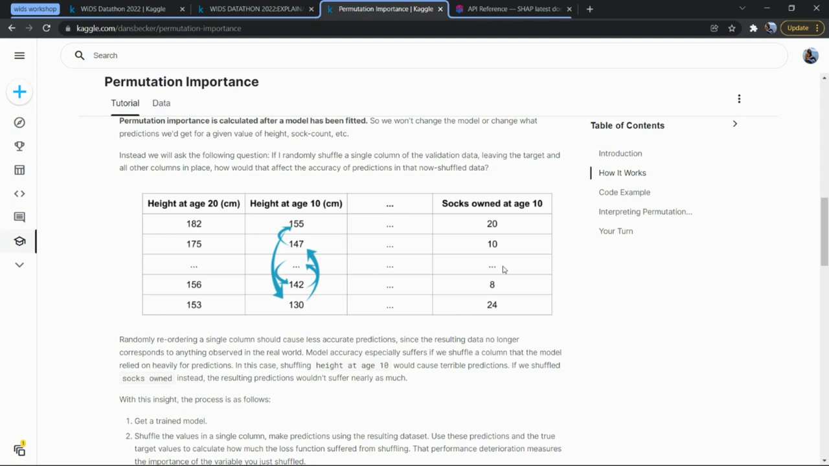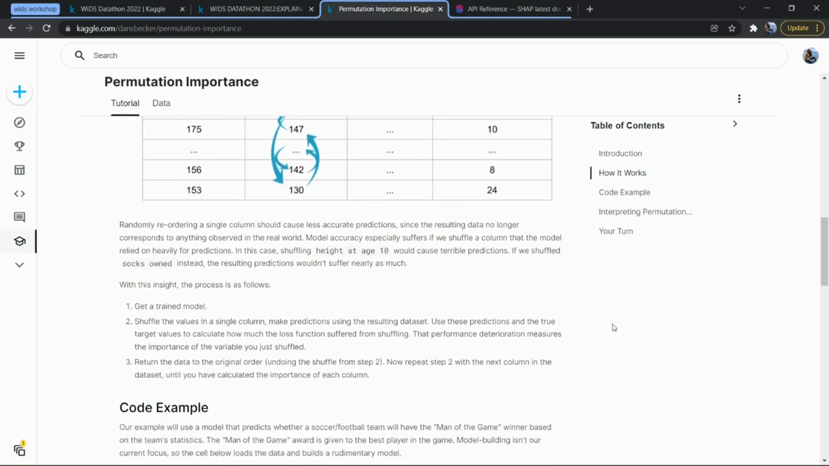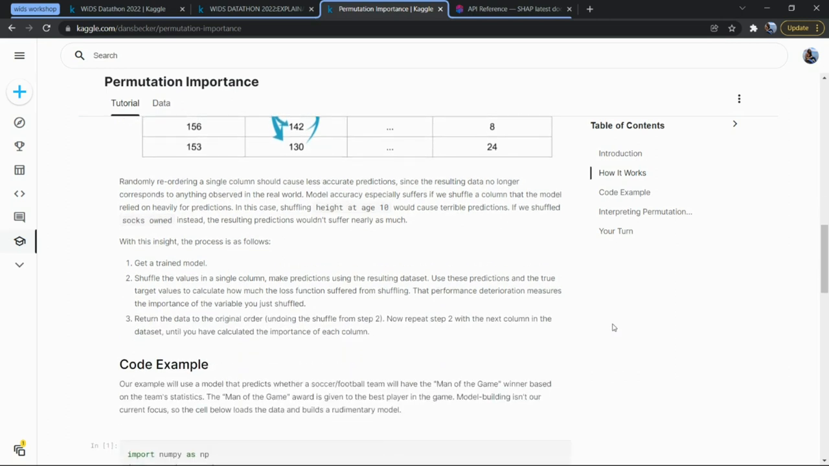So model accuracy especially suffers if we shuffle a column that the model relied heavily on for predictions, a column that is of very high importance. If it is shuffled, then your model accuracy will fall and it will worsen the predictions. So in this case, shuffling height at 10 would cause terrible predictions because now you are predicting something based on other data, and it is nowhere close to what was actually observed in the real world. So this will cause a very great shift from the original accuracy, to very low accuracy.